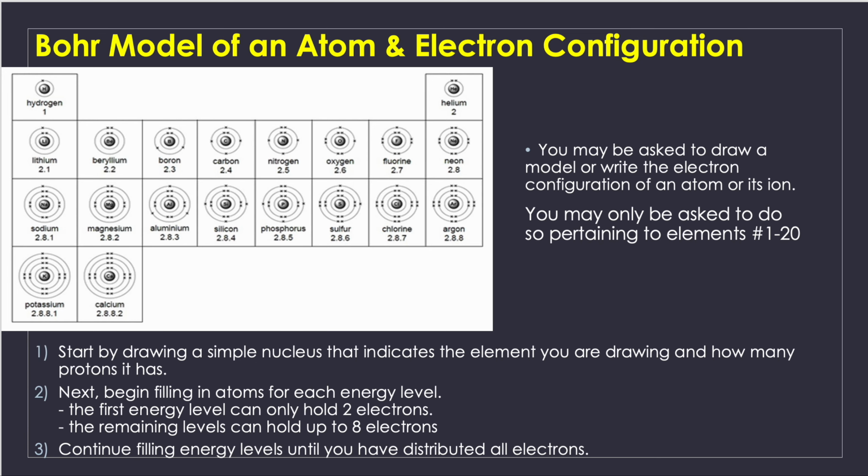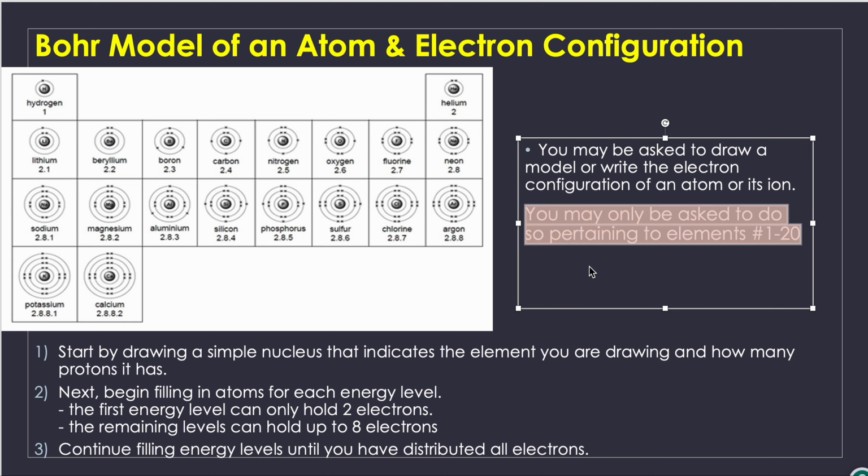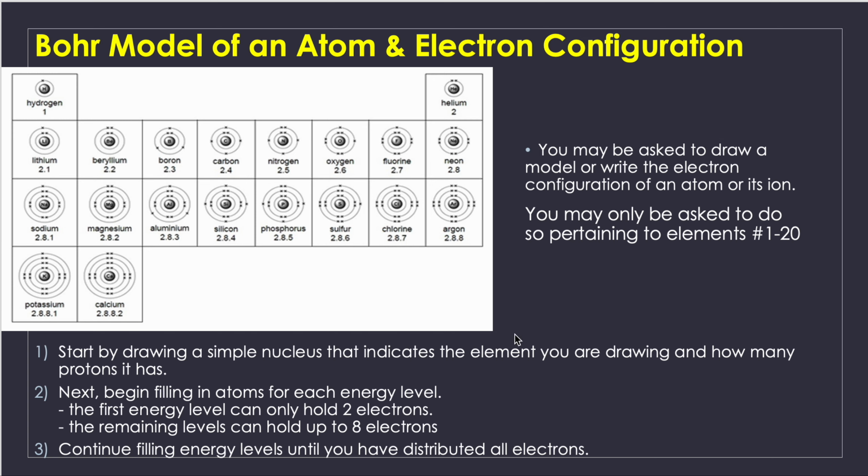Let's continue with this one. Here, these are the only atoms that you're going to be drawing for this electron configuration. So in the questions that you're going to have about the model of the atom and the electron configuration, you may be asked to draw a model or write the electron configuration of the atom, the neutral atom, or the ion. And only for this extended chemistry class, you're going to be using the first 20 elements, no more.